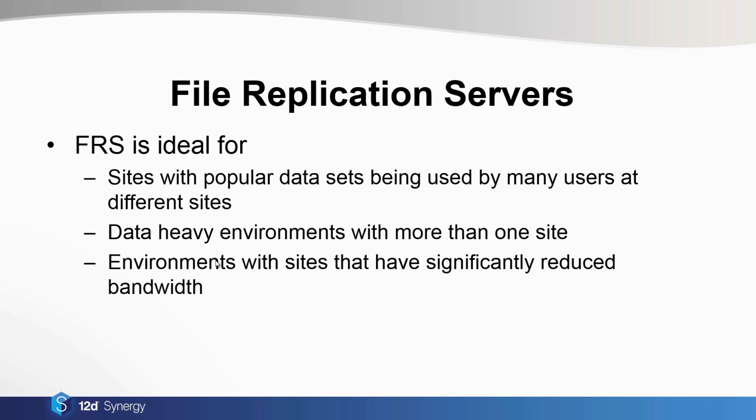Alternatively, it's very good for environments with sites that have significantly reduced bandwidth. So if you've got a site office that you need to have access to 12D Synergy, it's a temporary office, it may not have the best connection to the internet or your network, so the FRS can help you out by transferring the data when people are in their downtime or away from the office.